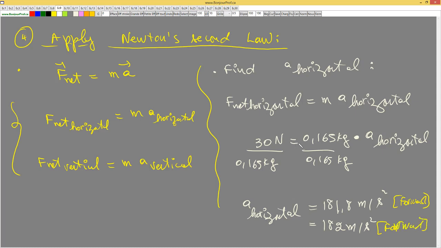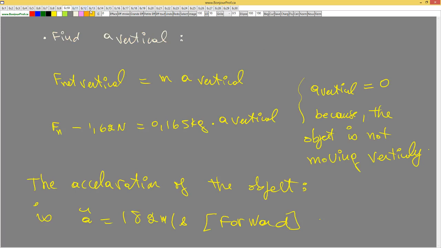You understand? A equals 0? No, not A equals 0. A equals 182. The 0 is the vertical, not the horizontal. For the horizontal, how much did we find? 180. That's what we are going to put. We'll put A equals 182 meters per second forward, horizontally. How do you know? Is it always going to equal 0? Which one?